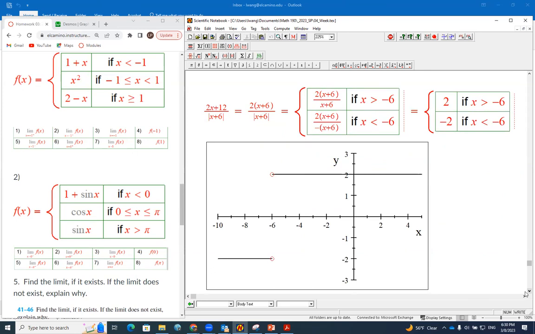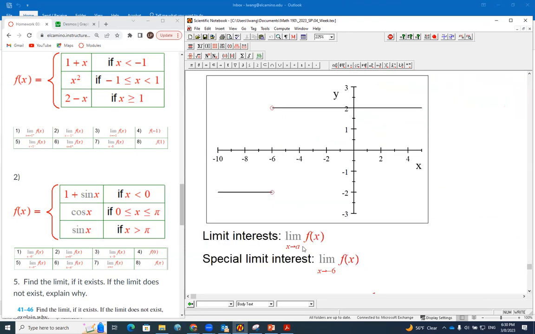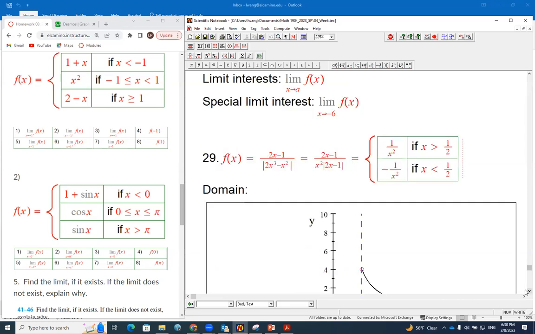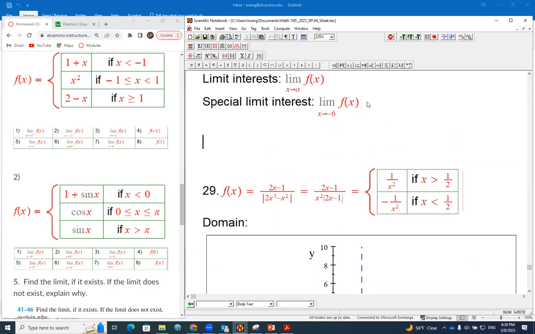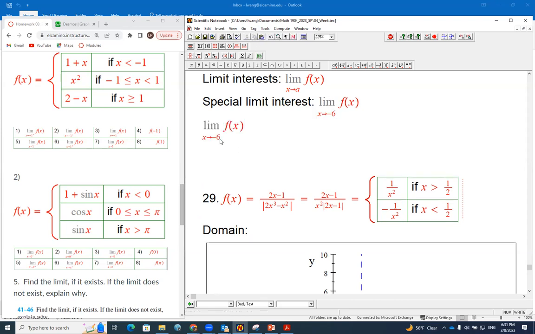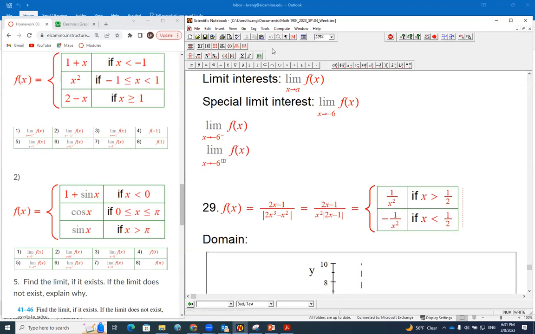Okay, so for limits other than negative 6, all direct substitution. For the limit when x is approaching negative 6, you're going to use the one-sided limit. So how do we use that one-sided limit? One more time. If you'd like to pause the lesson and do it on your own, do that. Why not?